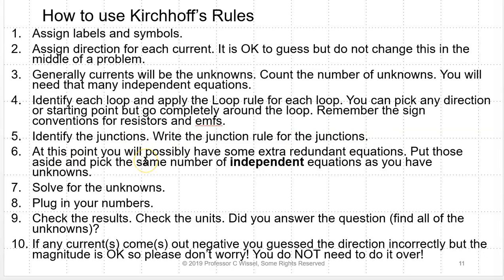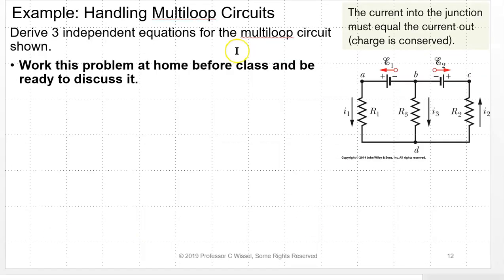At this point, you will possibly have some extra redundant equations. Put those aside. Pick the same number of independent equations as you have unknowns. Solve for the unknowns, plug in your numbers, check the results, check the units. Did you answer the questions? Did you find all of the unknowns? If any of the currents comes out negative, you guessed the direction incorrectly, but the magnitude is okay, so don't worry. Do not do it over. If you do, you'll chase your signs forever.